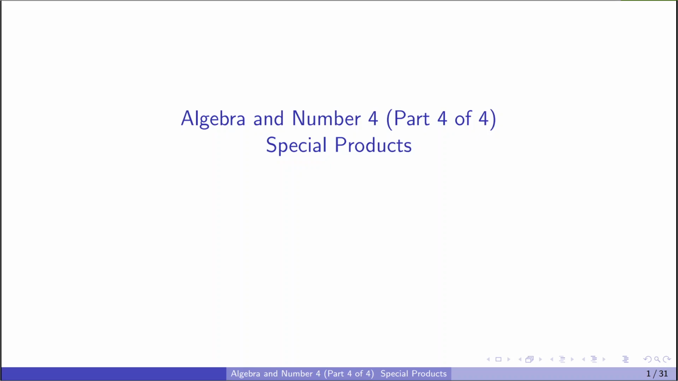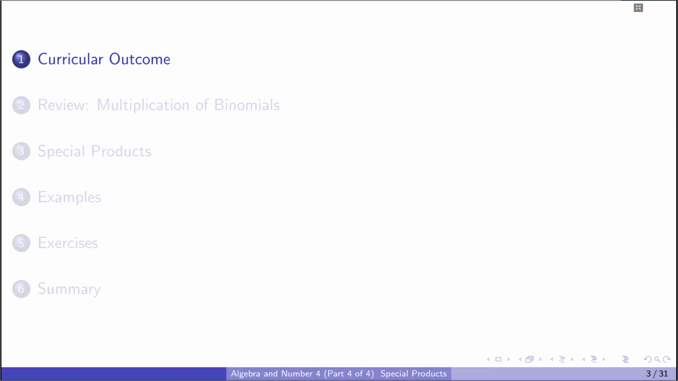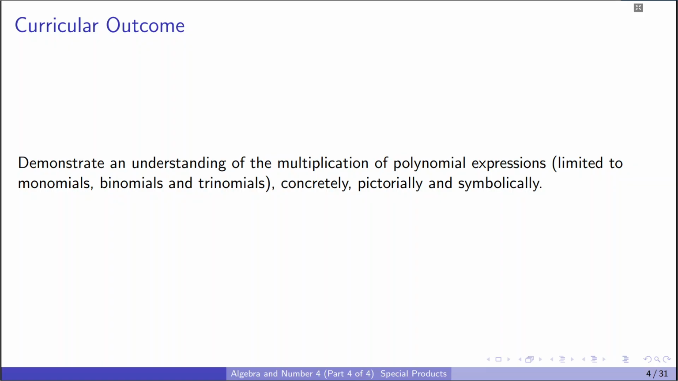We have our fourth and final chapter in our look at Alberta's Algebra number 4 outcome, specifically special products. We're going to look at the outcome, review the multiplication of binomials, introduce our special products, and then go through some examples and exercises. Our outcome: We demonstrate an understanding of the multiplication of polynomial expressions, limited to monomials, binomials, and trinomials, concretely, pictorially, and symbolically.